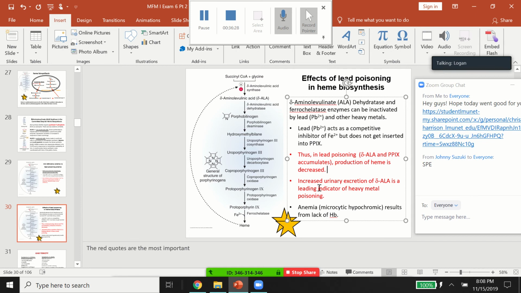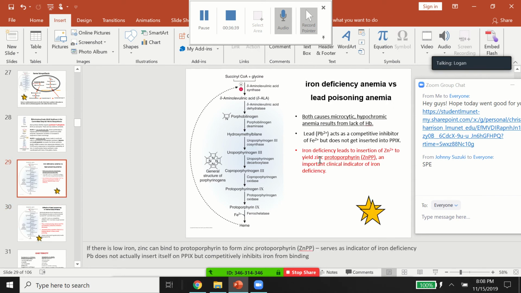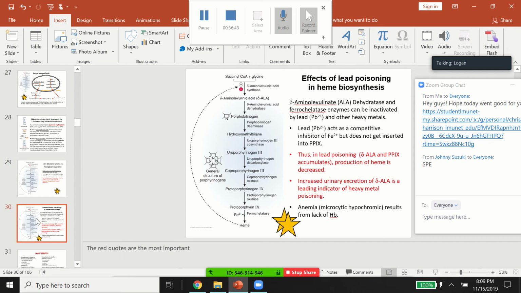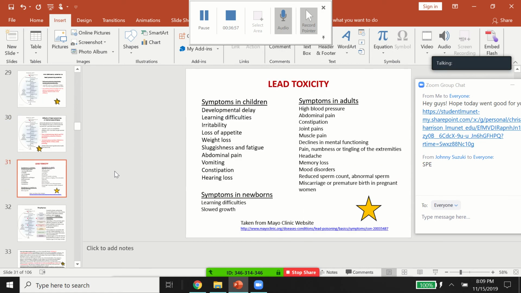Increased urinary excretion of ALA is a leading indicator of heavy metal poisoning. So it mentions specifically ALA here. You know how I mentioned back here zinc protoporphyrin for iron deficiency anemia? Remember ALA for heavy metal poisoning or lead poisoning. That's a way to distinguish them, as well as whether the specific enzyme is being affected. So keep that in mind. Very important stuff.